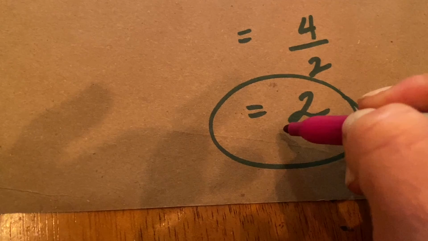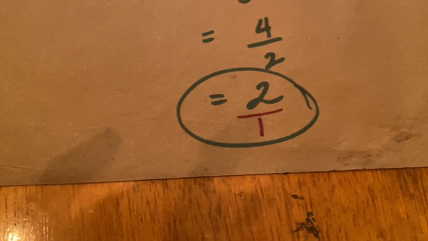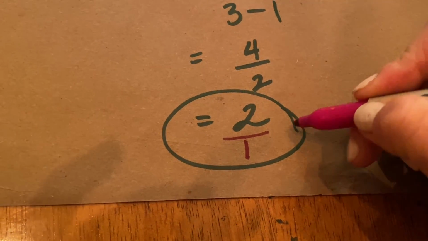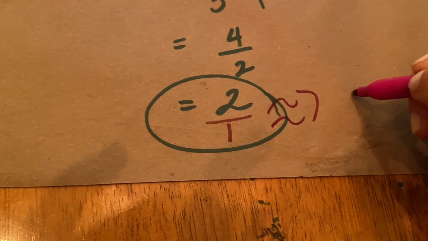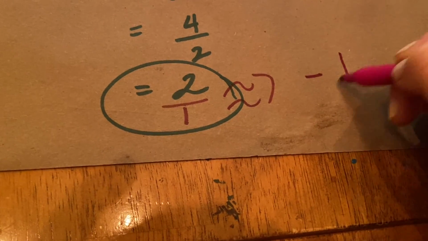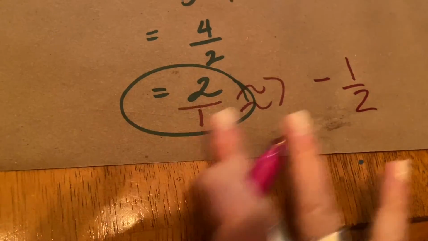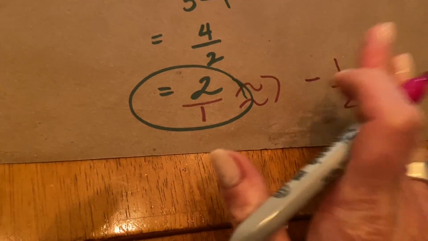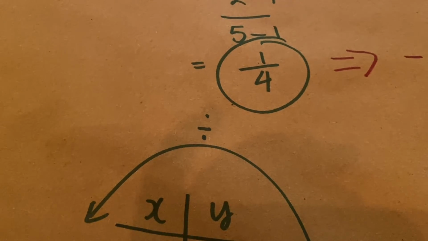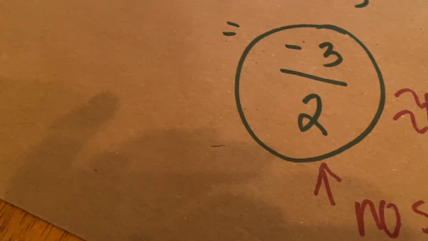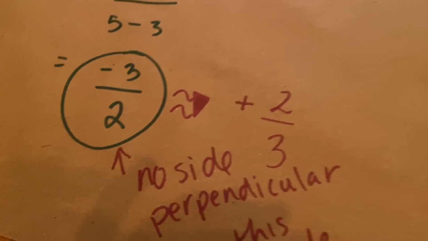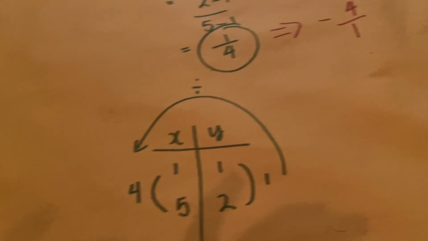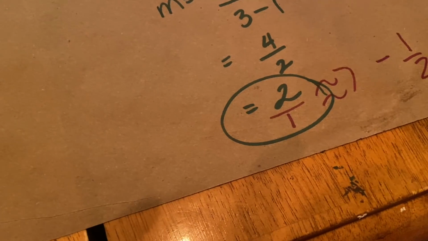Same thing over here. Here I have 2. 2 is really the same thing as 2 over 1. If I were to take the negative reciprocal of that, instead of positive, it would be negative. Instead of 2 over 1, it would be 1 over 2. That means if I wanted a side perpendicular to this, I would need to have another slope of minus 1/2. But I can see that that's not minus 1/2, and neither is this. That means that none of our sides are perpendicular to each other.